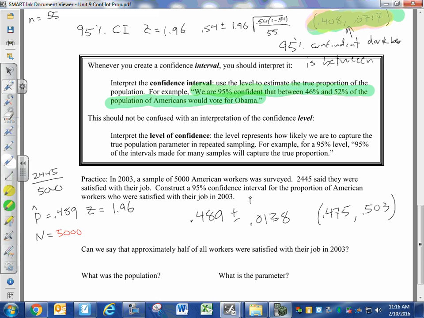This is 1.96 root of 0.489 times 1 minus 0.489. I thought you meant that you were putting it in instead of 1.96.